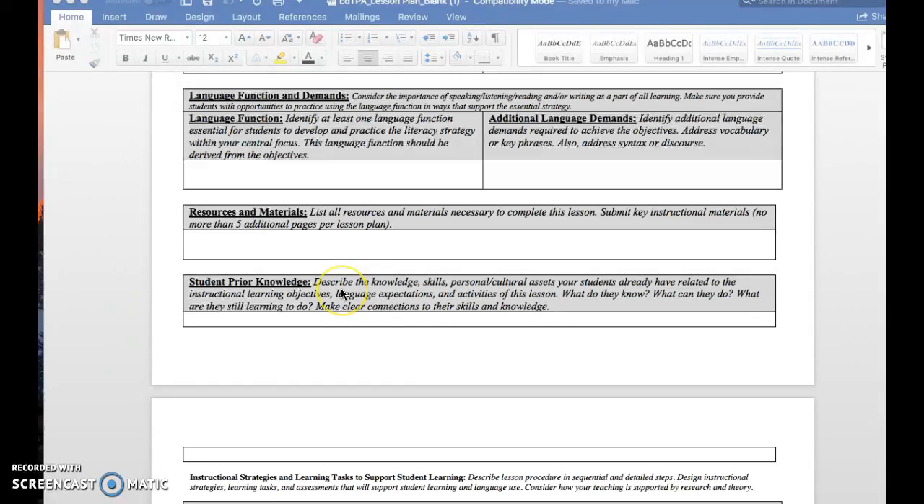And then I have the student prior knowledge. So what did they learn before? What did they learn in the previous lessons, the previous knowledge that they could use to understand this lesson?